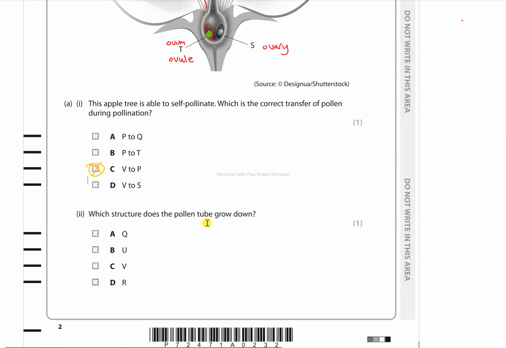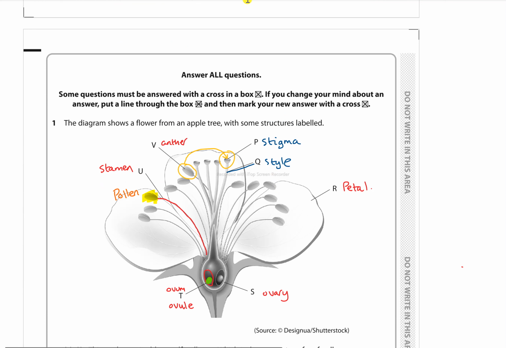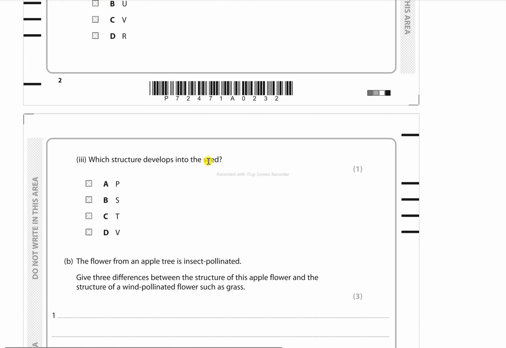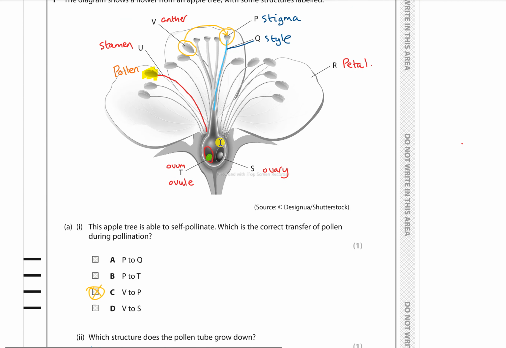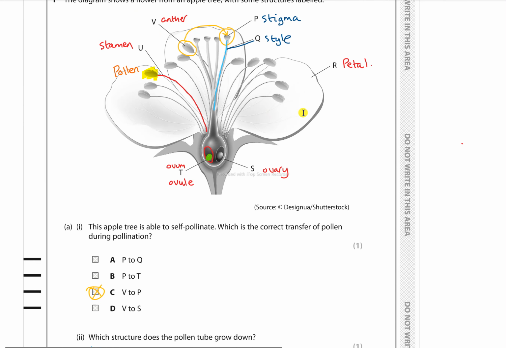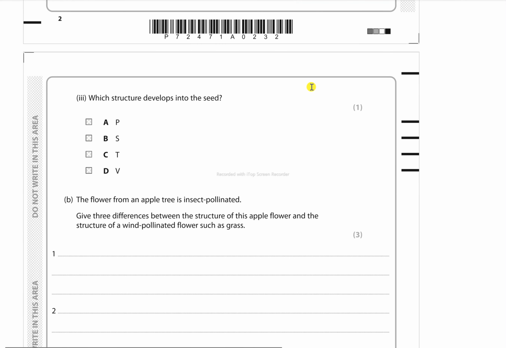Which structure does the pollen tube grow down? So that was down the style. So it's Q, so it's A. Which structure develops into the seed? Right, okay. It's the ovule there. Structure T. So that'll be C.